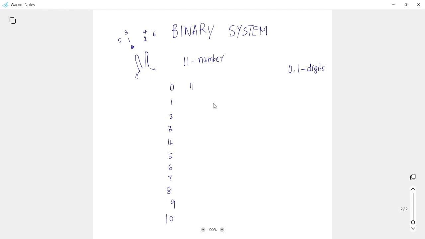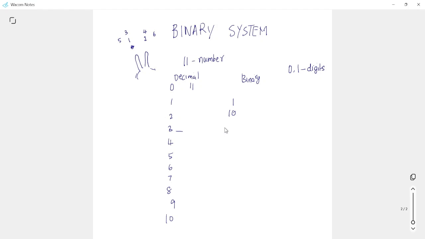So let's start with 1. 1 will be 1. So this is the decimal system, and this is the binary system. 1 will be 1 in the binary system. It will be the same. 2. There is no number 2 in the binary system. So what we do is we write it as 1, 0, just like we write 10 as 1, 0 in the decimal system. Because it is base 2 instead of base 10, 2 is written similar to how 10 is written in the decimal system. So after 1, we get 1, 0, and 1, 0 is nothing but 2.